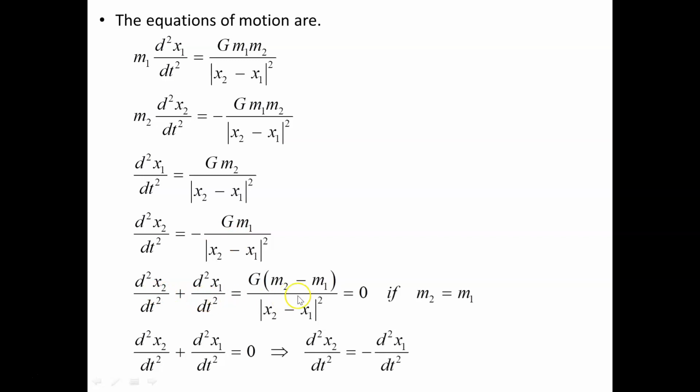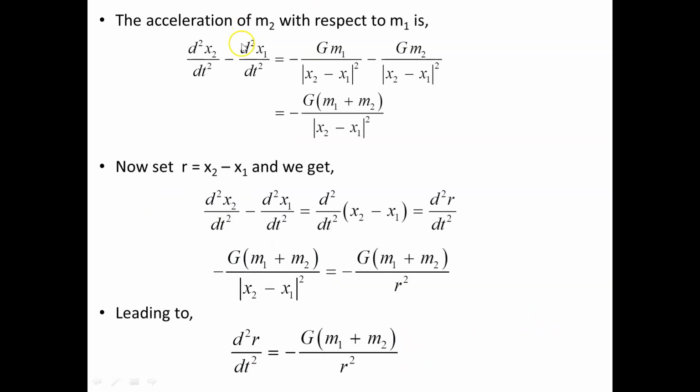Add the two together and we get 0 if m2 equals m1, because the net acceleration is in towards the center. So the sum of the accelerations is 0, or the acceleration of the center of mass is 0. In other words, rearranging, the acceleration of particle 2 is the negative of the acceleration of particle 1, given they're the same mass. Now the acceleration of m2 with respect to m1 is this object here, the difference between the two: for particle 2 it's minus this, and for particle 1 it's this. This is going to be a useful quantity, which is why I'm after it.